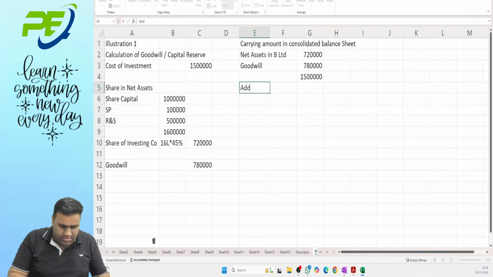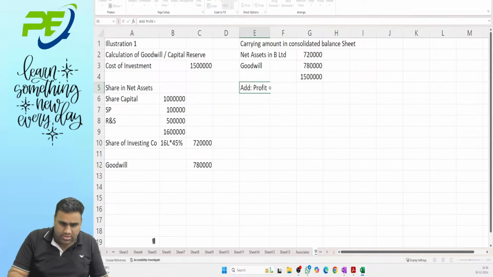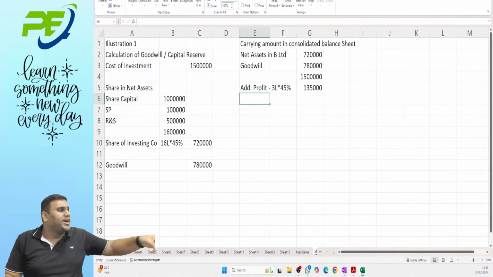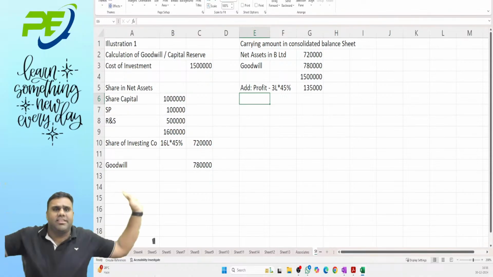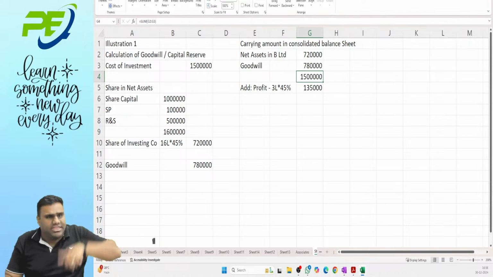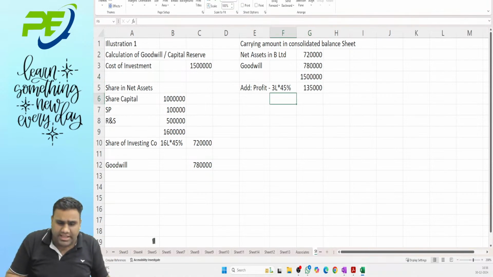So add profit of 1 lakh 35,000. 3 lakh into 45%, how much? 1 lakh 35,000. Or in other words, if this company gets liquidated, I have invested 15 lakhs that I'll get back, plus I'll get 1 lakh 35,000.